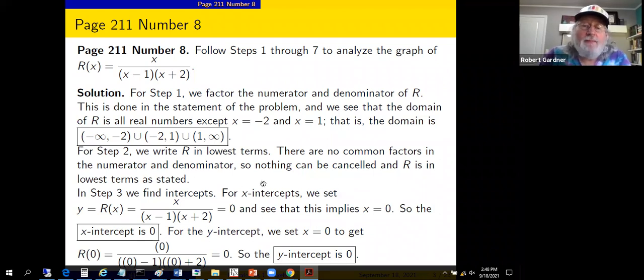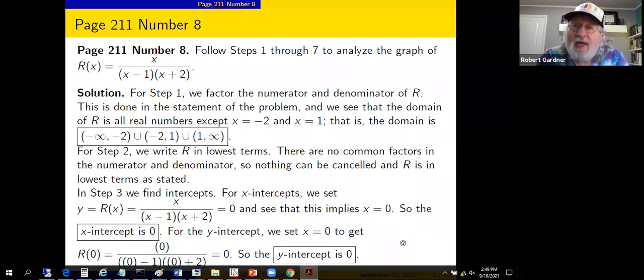Step 3 was find the intercepts. For the x-intercept, we'll set y equal to 0. Y is given by the function. The only way a quotient can be 0 is when the numerator is 0 and the denominator isn't. You got to keep an eye on that as well. So we'll set the numerator equal to 0, and we get, of course, x equals 0. So the x-intercept is 0.